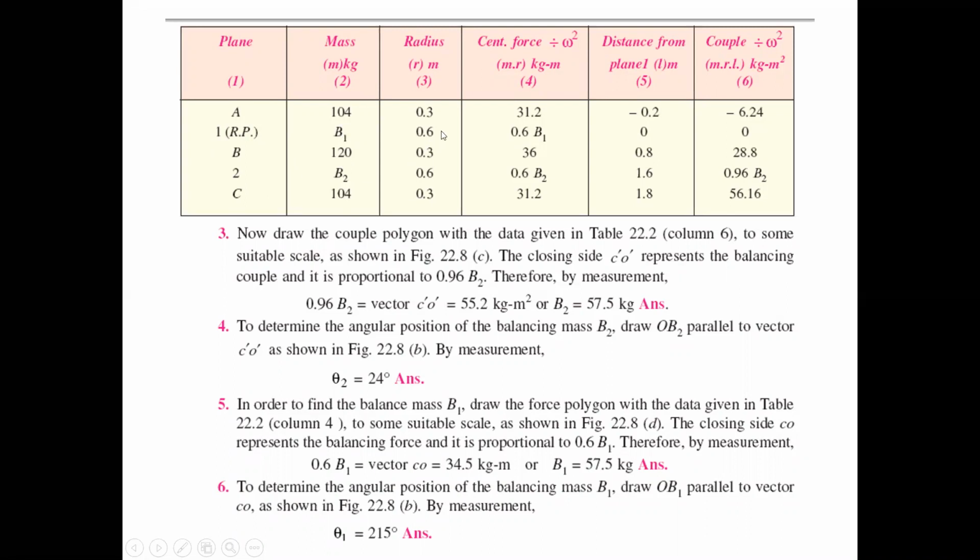Now the radius of rotation values: RA, RB, RC are all the same, 0.3, 0.3, 0.3, and small b1 and small b2 are 0.6, 0.6. Those are also given. Now we find the product MR, the multiplication of M into R.